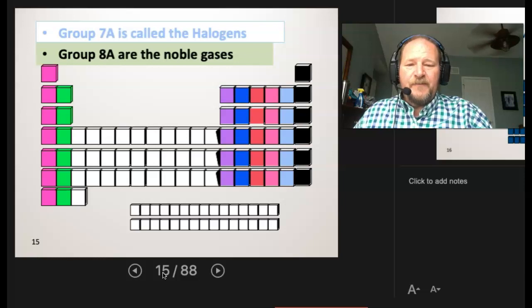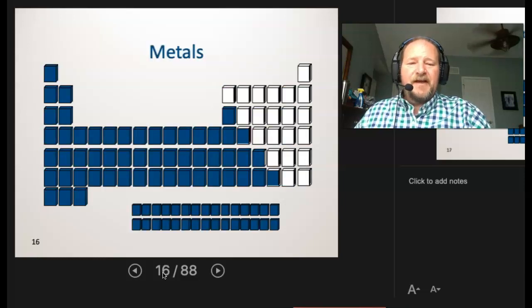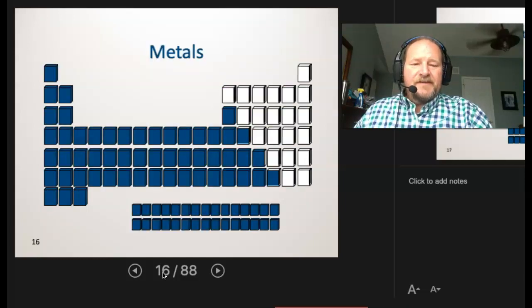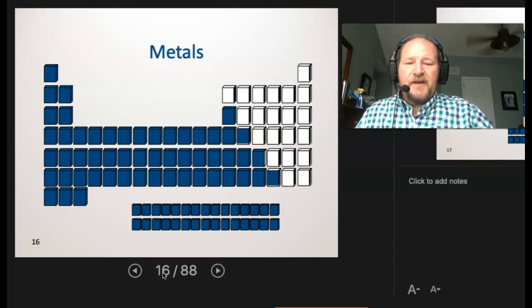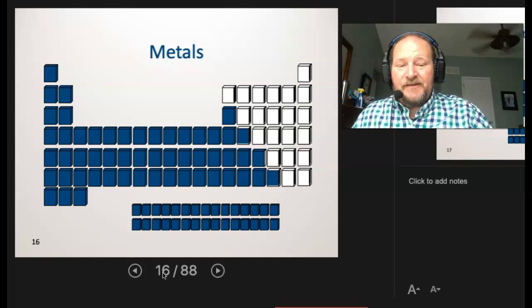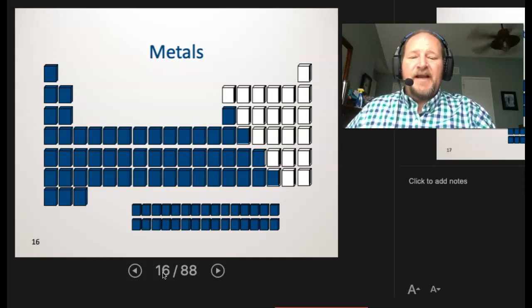Now the last thing, and probably the most important thing I really need you to know about your periodic table, are the differences between the metals and the nonmetals. The difference here between metals and nonmetals is going to distinguish our bonding as well as reactions as well as naming. So this is a huge piece. You really got to get this down.